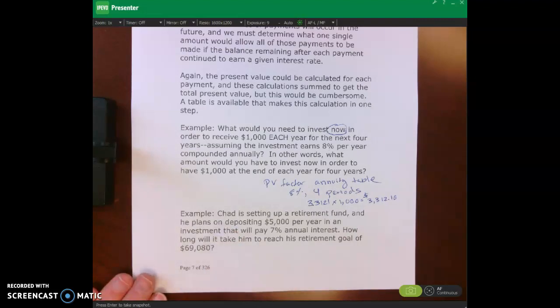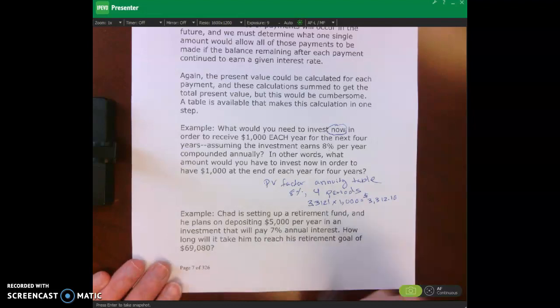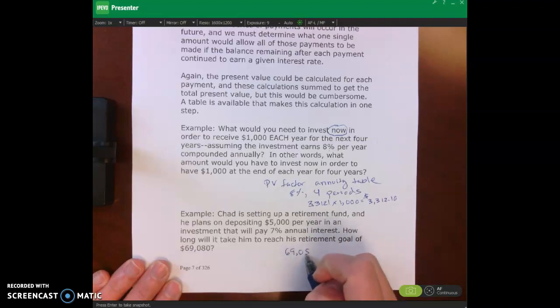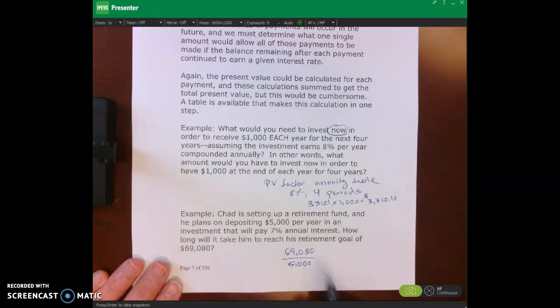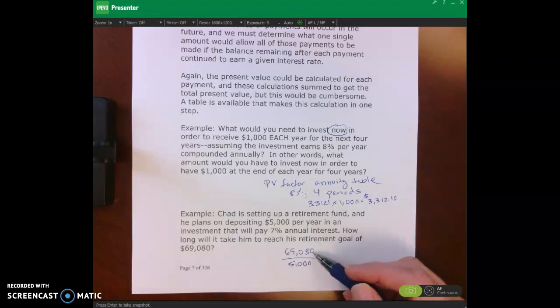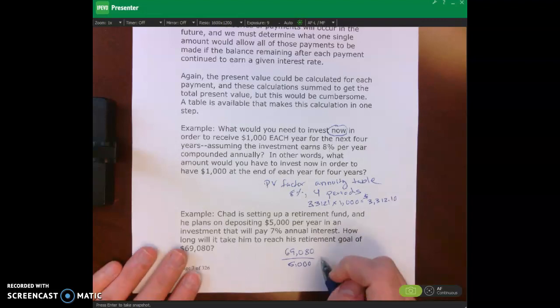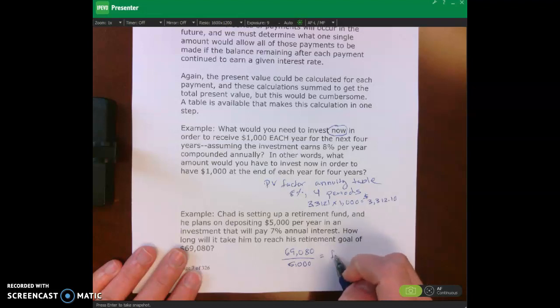It says Chad is setting up a retirement fund and wants to deposit $5,000 per year in an investment that pays 7% annual interest. How long will it take him to reach his retirement goal of $69,000? So we use the same formula that we did before. We take our future value divided by the annuity amount, just like what we did before. Remember how we took the future value divided by the present value? In this case, we take the future value divided by the annuity amount, and that gives us our factor.